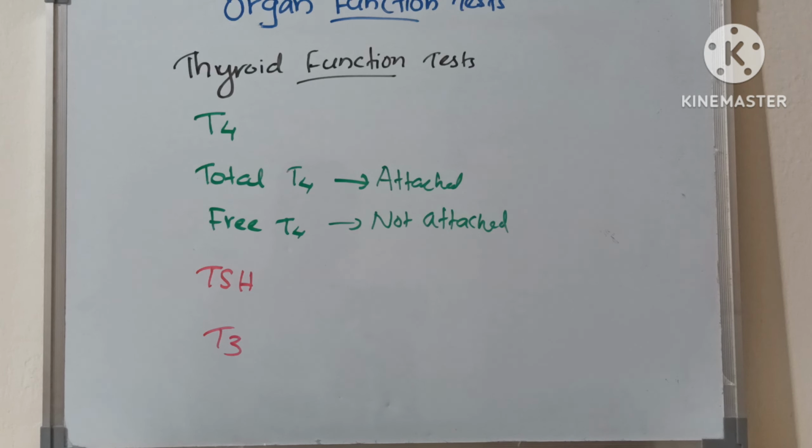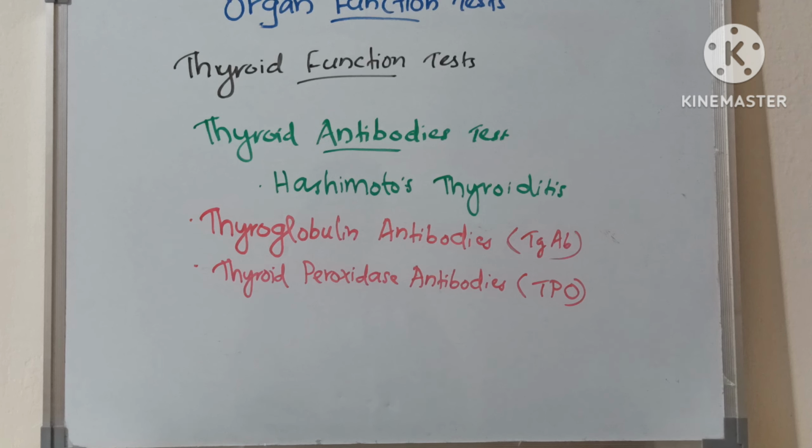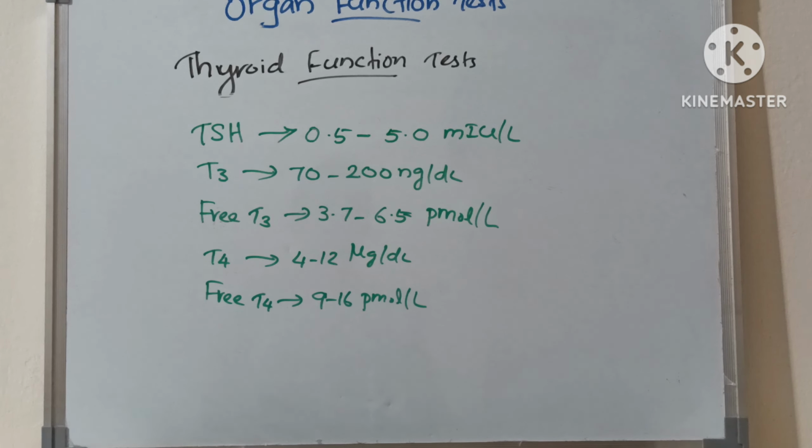Next one is TSH test. This test helps to tell how well the thyroid is working. Next one is T3 total test. It helps to diagnose hyperthyroidism. Next one is thyroid antibodies test. These are used to diagnose Hashimoto's thyroiditis, which is an autoimmune condition. Usually two types of thyroid antibodies are measured, thyroglobulin antibodies and thyroid peroxidase antibodies. This is thyroid antibodies test. These are the normal values of TSH, T3, free T3, T4 and free T4. So this is about thyroid function test.